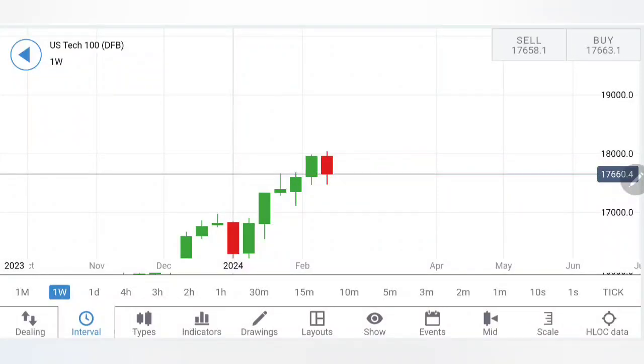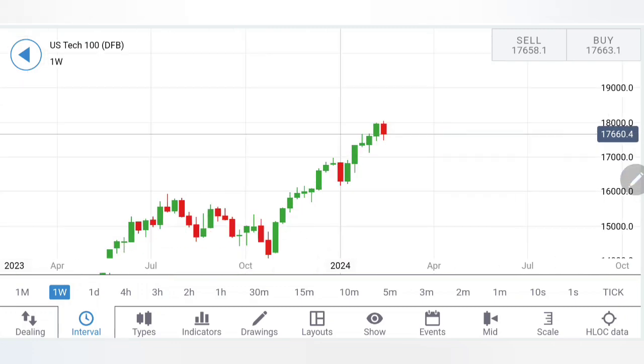Nasdaq 100 traded with a bearish bias this week, where we have seen it achieving record highs at 18,050 levels before showing a pullback. Yes, it was a record run which it has shown in the last few weeks. Can we consider this as a reversal, or is there further possibility of a rise next week? What is going to be our strategy trading Tech 100 in the coming week?